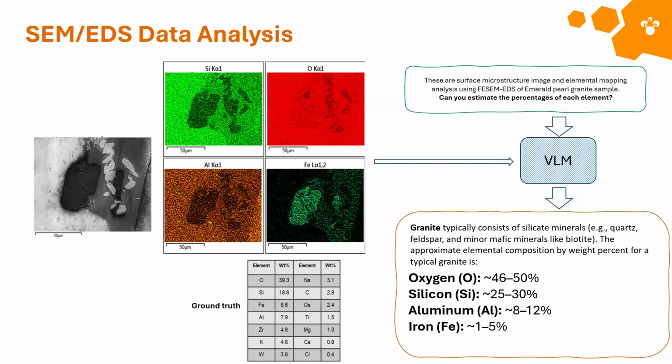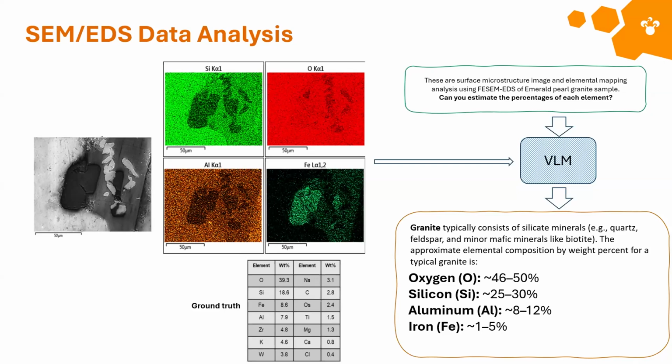Right, so this is another use case that we are experimenting with. The idea is to see whether these vision language models can estimate the pixel values in these images. So here I have an SEM image and I have corresponding elemental maps, right? The elemental maps give you an idea about how much concentration of different elements are present in the sample. If you want to estimate the amount of elements present in the sample, then you have to analyze the raw data and do that.